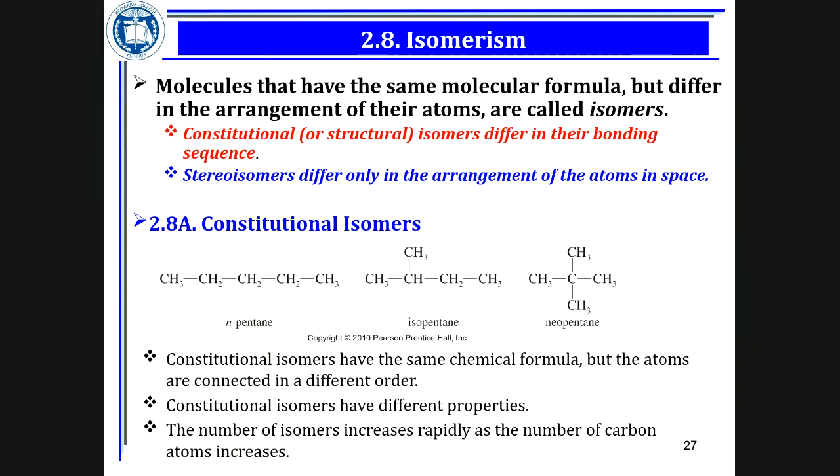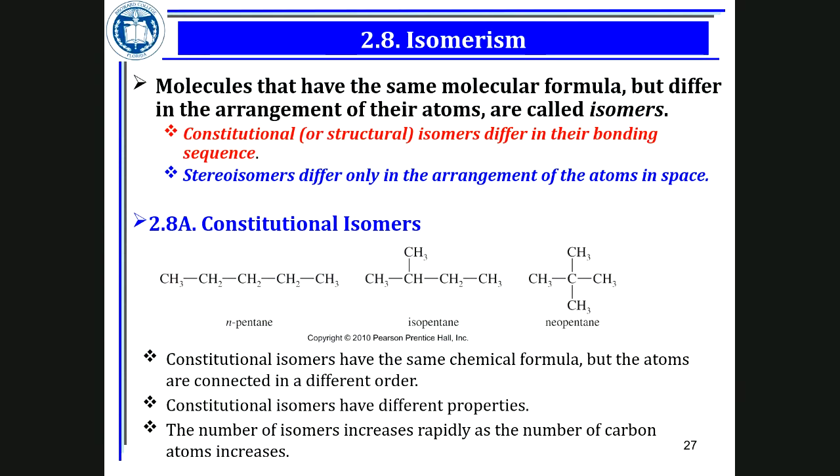Molecules with the same molecular formula but different structural formula are known as isomers. We have geometrical isomers, just like the ones I just showed you for cis and trans. We also have constitutional isomers, or structural isomers.